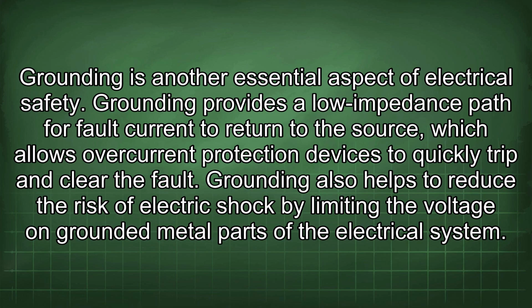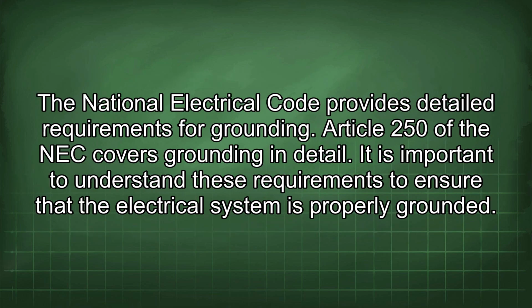Grounding provides a low impedance path for fault current to return to the source, which allows overcurrent protection devices to quickly trip and clear the fault. Grounding also helps to reduce the risk of electric shock by limiting the voltage on grounded metal parts of the electrical system. The National Electrical Code provides detailed requirements for grounding. Article 250 of the NEC covers grounding in detail. It is important to understand these requirements to ensure that the electrical system is properly grounded.